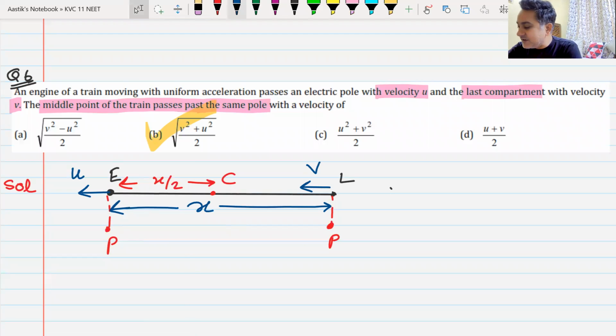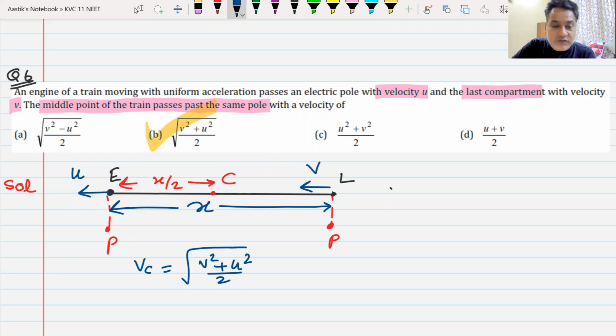Therefore, you can straight away write whatever velocity at the midpoint will be under root of v square plus u square by 2. I just feel that this type of question can come in your examination hall, in your exam, and that is why I spent so much time in solving this question. Do we understand this, my dear friends?